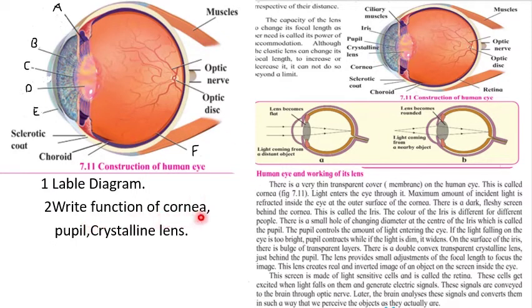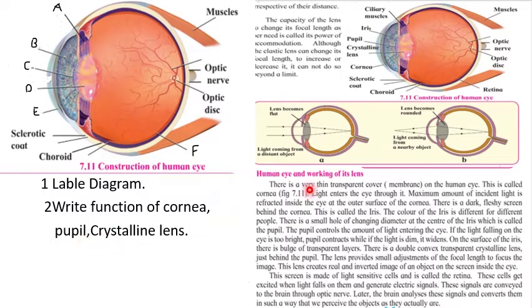Now write the function of the cornea. There is a thin transparent cover on the human eye. This is called the cornea. Light enters the eye through the cornea. The maximum amount of the incident light is refracted inside the eye at the outer surface of the cornea.